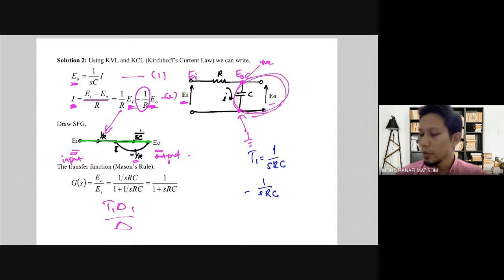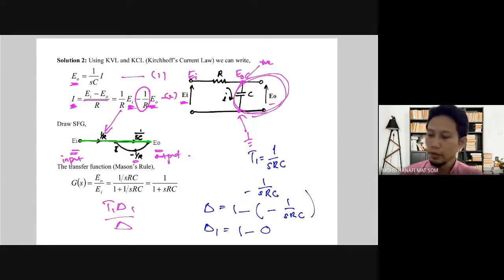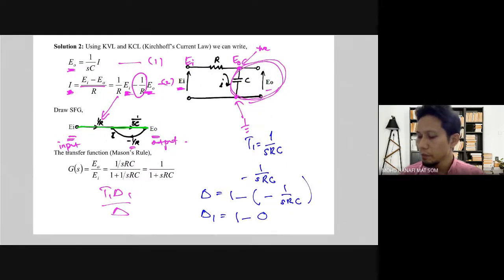Now we can use the gain formula. Delta equals 1 minus the loop, which is 1 minus negative 1 over SRC. And delta 1 equals 1 minus nothing. So we put it into this equation, and finally you can find that the transfer function of the system is equal to 1 over 1 plus SRC.